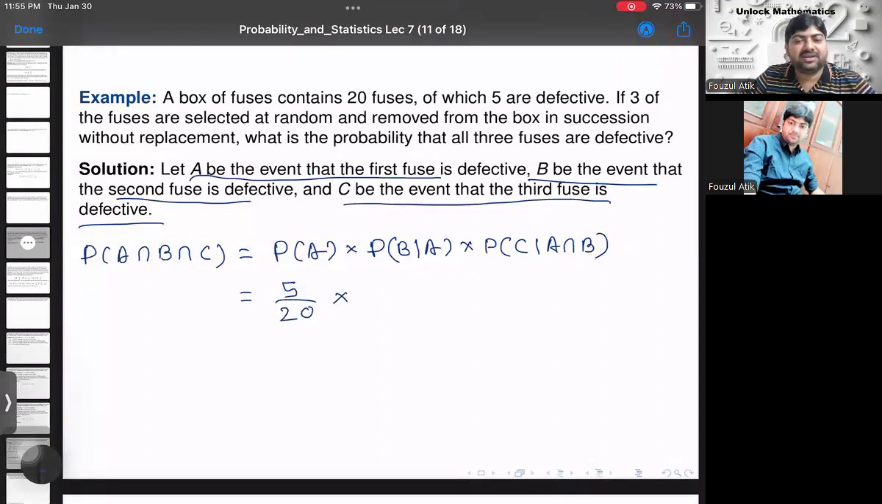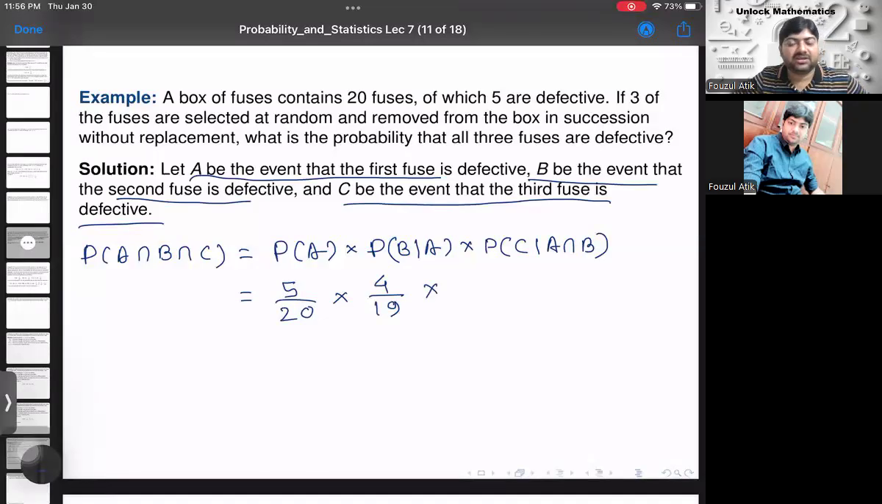Next, P of B given A. B is that in the second attempt you should get a defective piece, provided A has already happened. So in the first attempt you already got a defective piece and you kept it aside. So what is the probability of B given A? Because you have not replaced it, how many fuses are there in the box? It is 19. And one defective piece I have already kept outside, so how many defective fuses are remaining? It is 4. So the probability of B given A is 4 by 19.